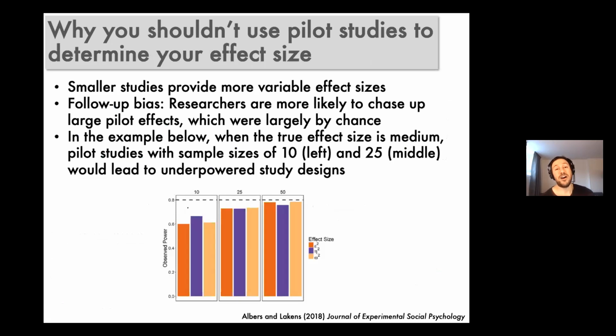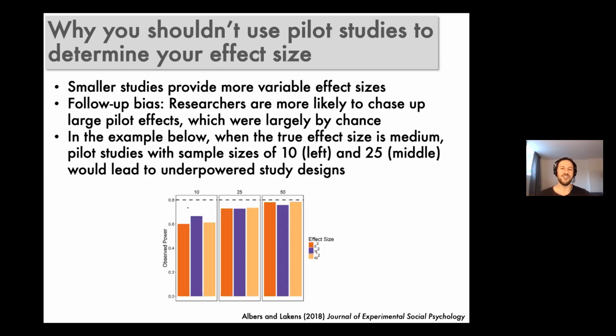A lot of people use pilot studies in order to look at the power for their main study. But the problem with pilot studies is, well, two things. Smaller studies or smaller pilots provide more variable effect sizes. So if you were to run 100 of these small studies, the variability of these effect sizes is quite large. Whereas if you were to run a number of large studies, the variability of these effect sizes would be quite small. And there's a chance when you run the small study that you actually get quite a large effect size by chance. And there's follow-up bias.